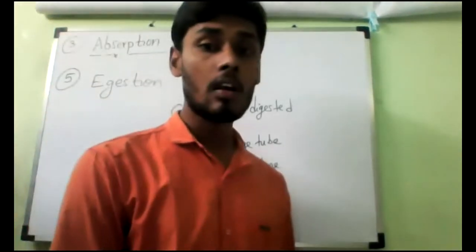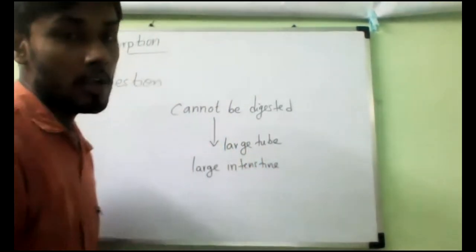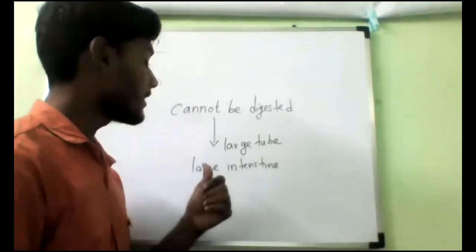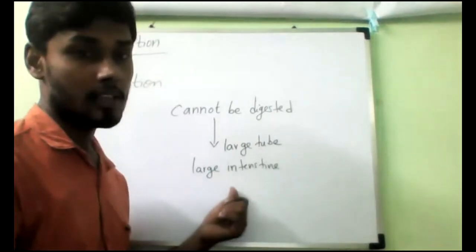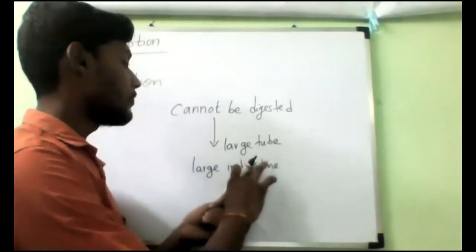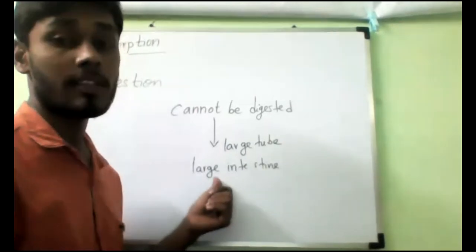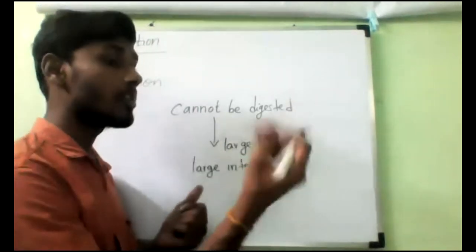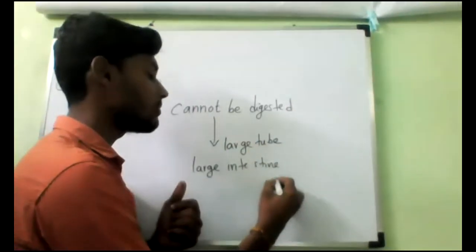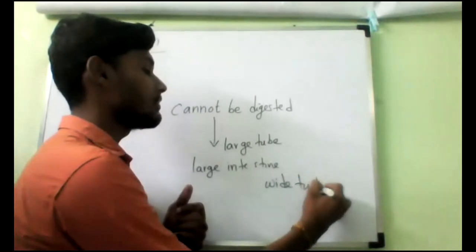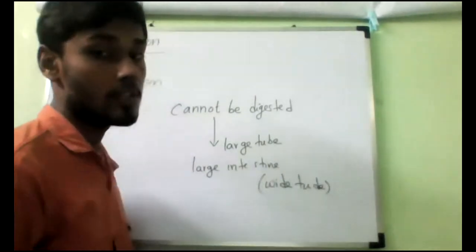Yes or no? So the food is entering into the large intestine. Now, why do we call this a large intestine? Because it is a wider tube, a wide tube. That is what you should remember. That is why we call it a large tube.